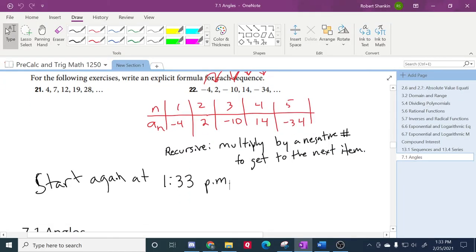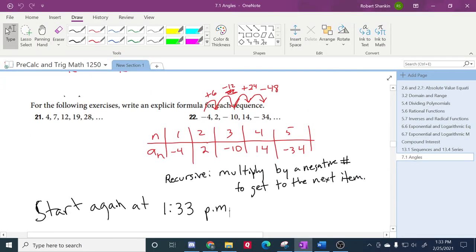And I have not been able to figure out the answer to number 22. So, when I get stumped, that makes this one special. So, if anybody wants a challenge, I'll give you extra credit.